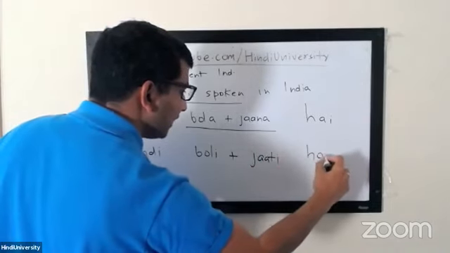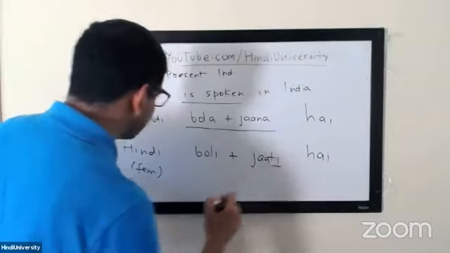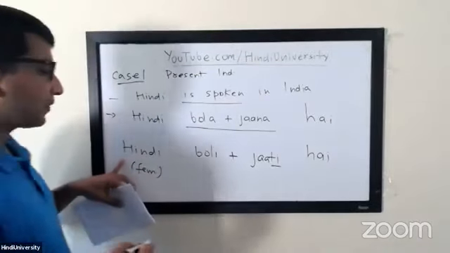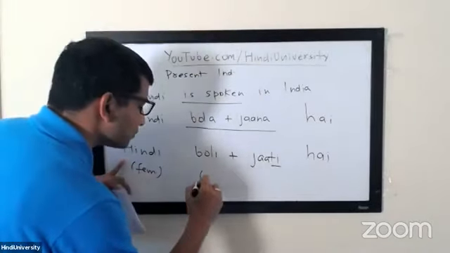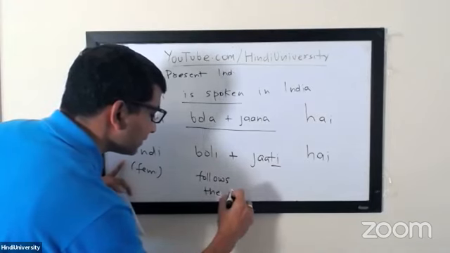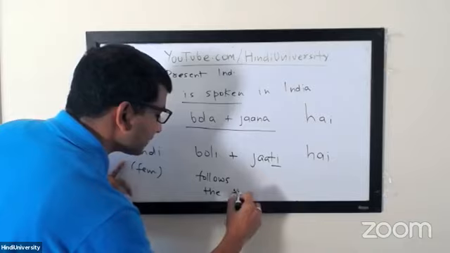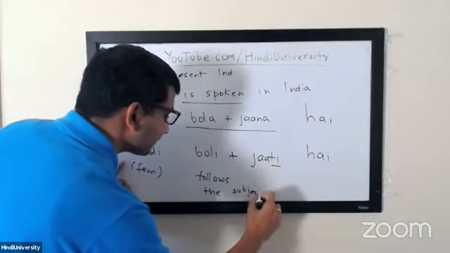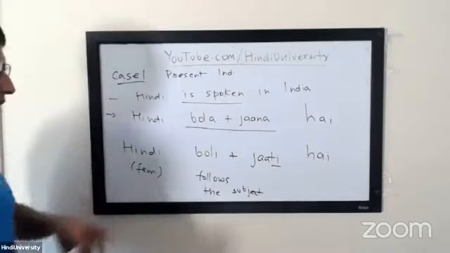Boli jati hai. And you put in jati because, again, it's feminine singular. Okay, so this follows the subject, the gender of the subject. Okay, Hindi boli jati hai.